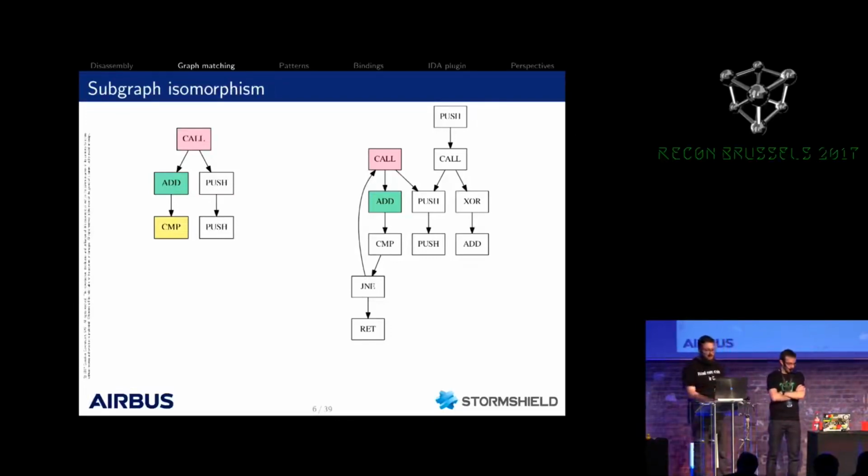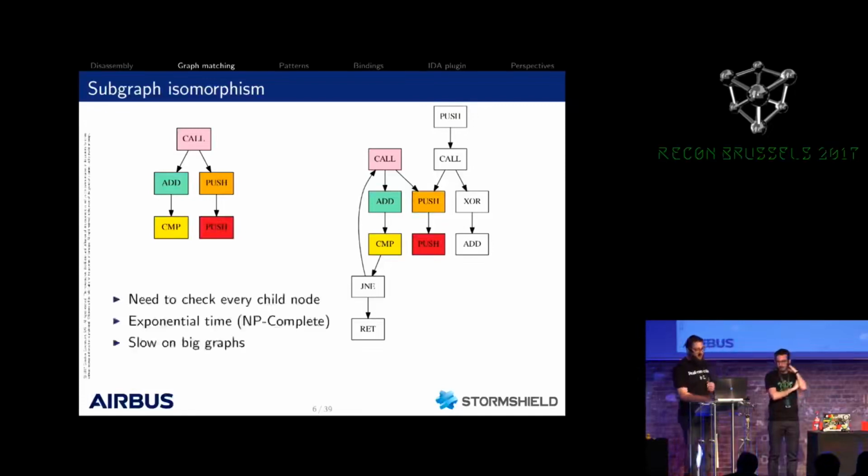So again, there is a compare. Yeah, there is a compare. Okay, so next, and so on. So we found the push. Okay, and so on. So it's pretty simple, but you need to check every child of the node, and it's pretty slow on big graphs.